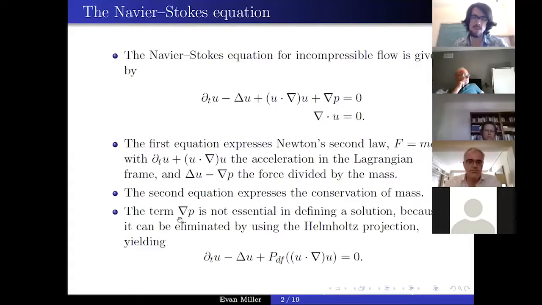Although the gradient of pressure term is not essential in defining a solution because it can be eliminated by using the Helmholtz projection. So we take the projection of this equation onto divergence-free vector fields. u, ∂_t u and minus Laplace u are already divergence-free. So the Helmholtz projection will kill off the gradient of pressure and just leave us with the projection of this. It's worth noting the two main notions of solutions, Leray weak solutions and mild solutions, can both be defined entirely without any reference to a pressure function.